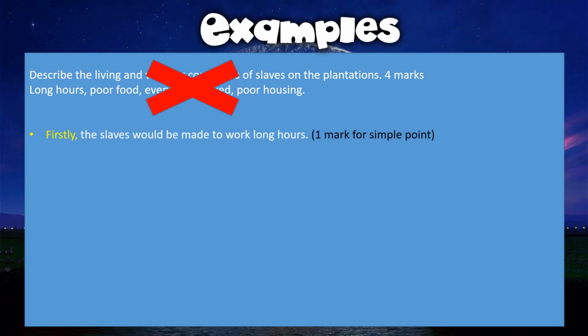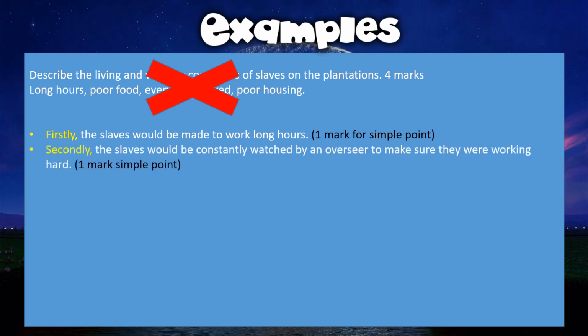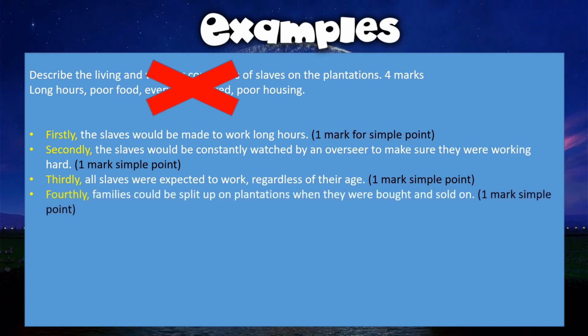So firstly, the slaves would be made to work long hours. There's 1 mark for a simple point. Secondly, the slaves would be constantly watched by an overseer to make sure they were working hard. There's 1 mark for a simple point. Thirdly, all slaves were expected to work regardless of their age. There's 1 mark for a simple point. Fourthly, families could be split up on plantations when they were bought and sold on. There's 1 mark for a simple point as well.